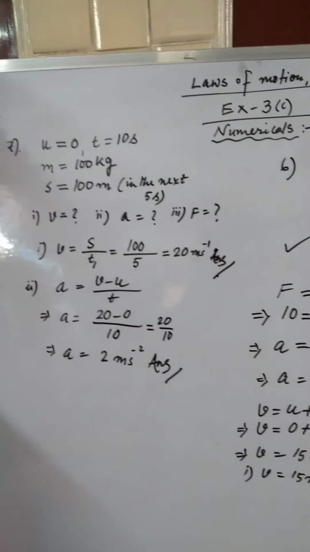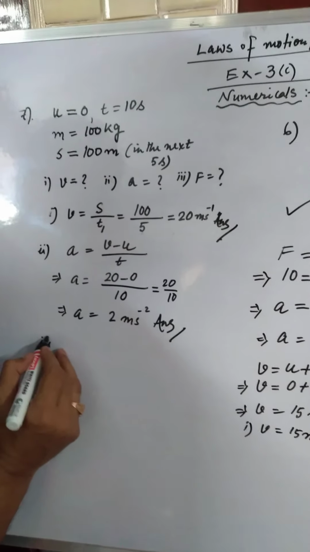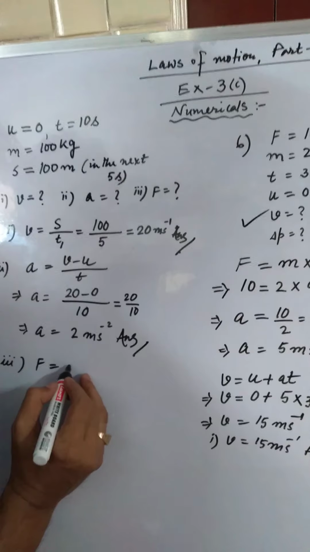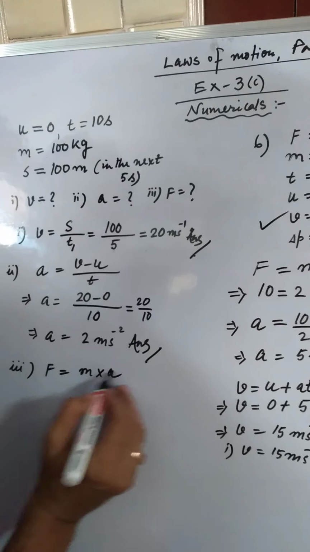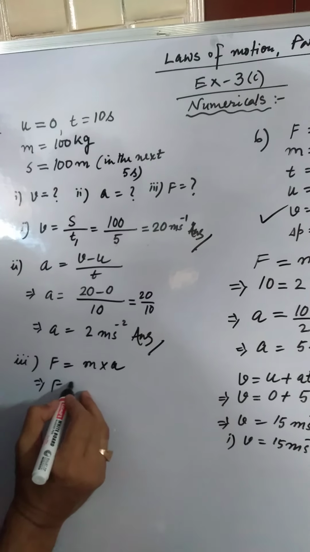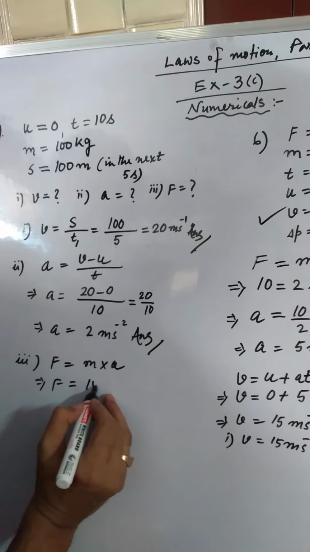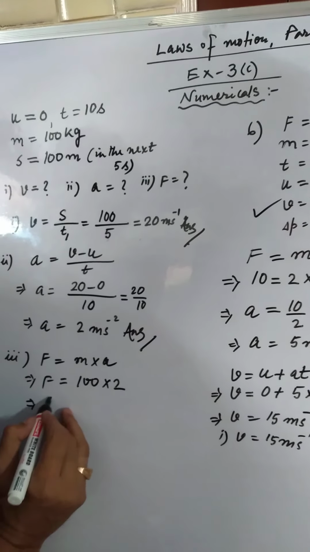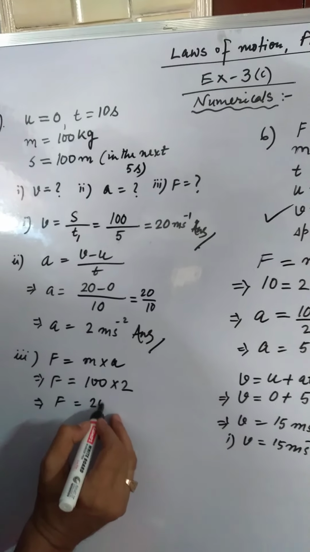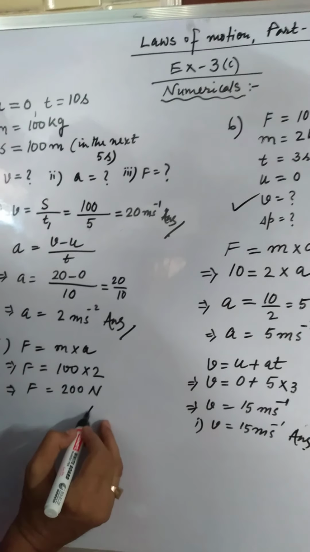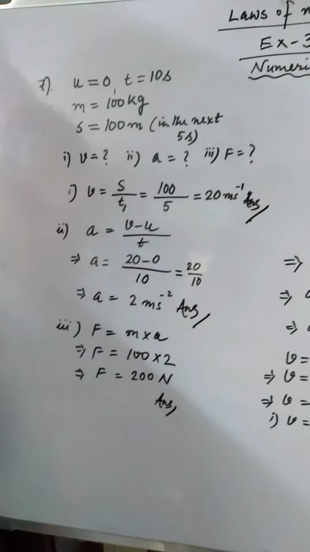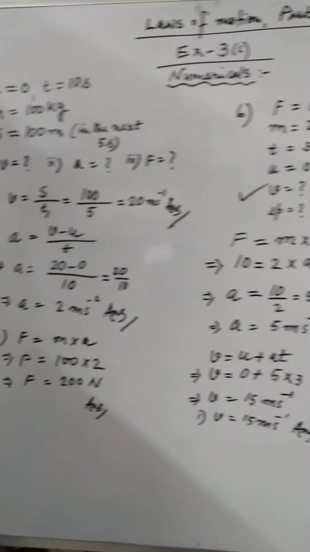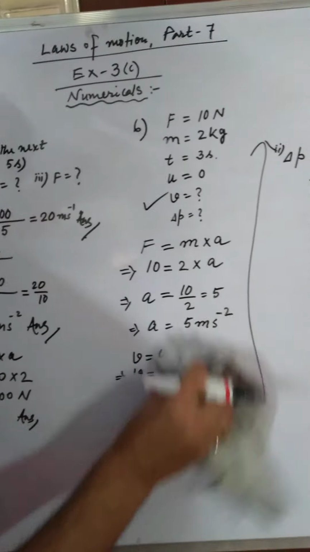And number 3, the force applied on the body, F is equal to M into A. That implies the mass of the body is 100 kilogram, acceleration is 2 meter per second square, 100 into 2, that is 200 Newton, the force applied on the body. I think it's okay.